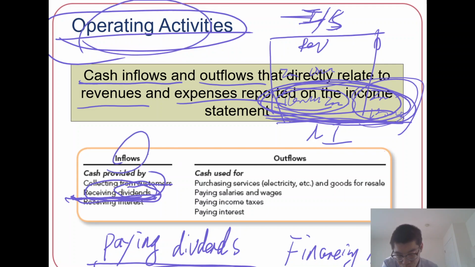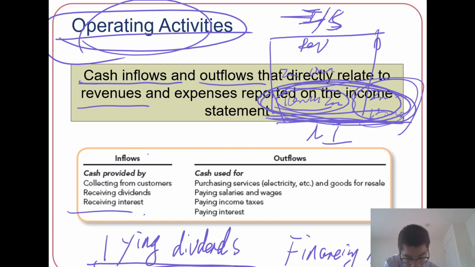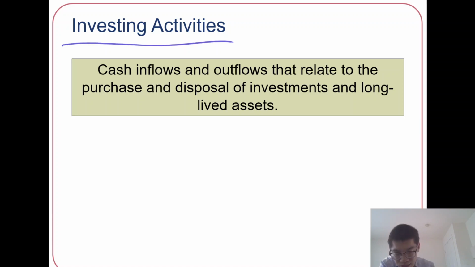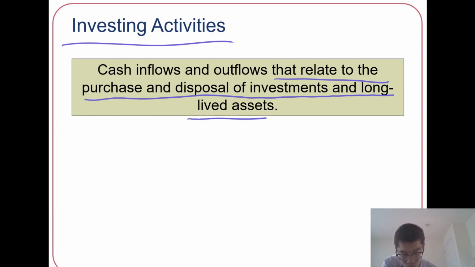All right. And receiving interest, okay, and cash outflows, we purchase services like paying utilities and goods for resale, or we purchase supplies, right, and then paying salaries, wages, income taxes, and interest. Okay, anything that you're paying out of pocket cash for your business operations, that is cash outflows for operating activities. All right. And then investing activities, those are relating to purchase and disposal of long-term assets or investments, okay?